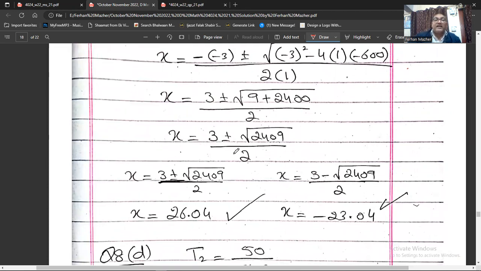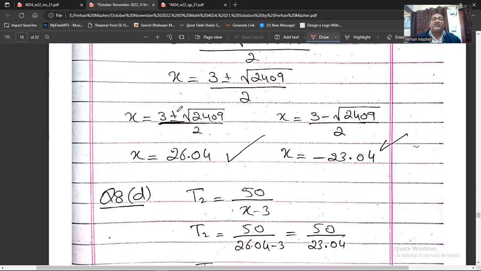2409. Now there are two possibilities. One is 3 plus under root 2409 and the whole thing divided by 2, and the other is 3 minus under root 2409 and the whole thing divided by 2. So how will you enter this in your calculator? You will write 3 plus square root of 2409 equals, divided by 2 equals. And for the other one, you will write 3 minus square root 2409 equals, divided by 2 equals. And you will get 26.04 and minus 23.04.